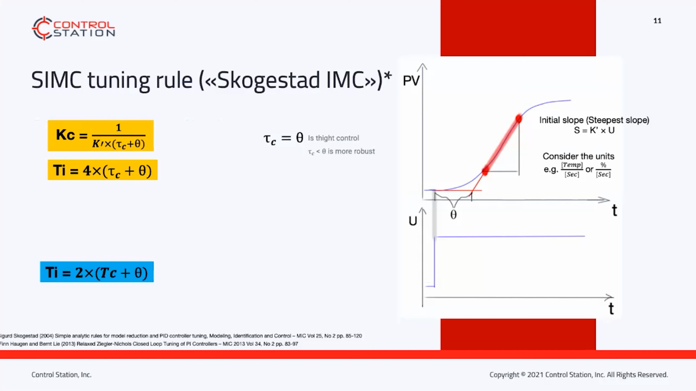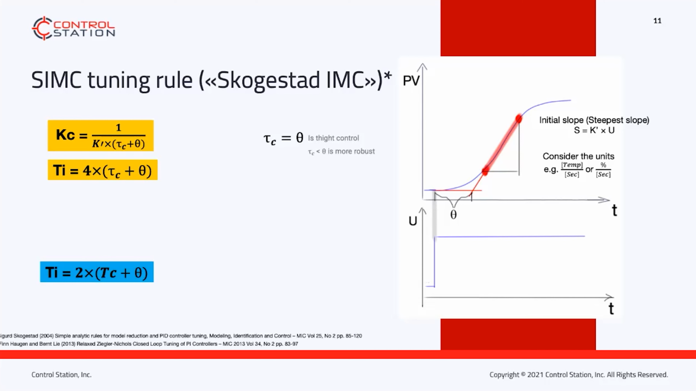Since most controllers in the industry are PI controllers, I'm only showing how to tune from a process assumed to be a first order plus time delay process, which in turn will yield a PI controller. On the left, you can see tuning rules developed by a professor at NTNU, Sigurd Skogestad. So how do we tune from a step test? In this figure to the right, I have tried to draw an example of how to do it.